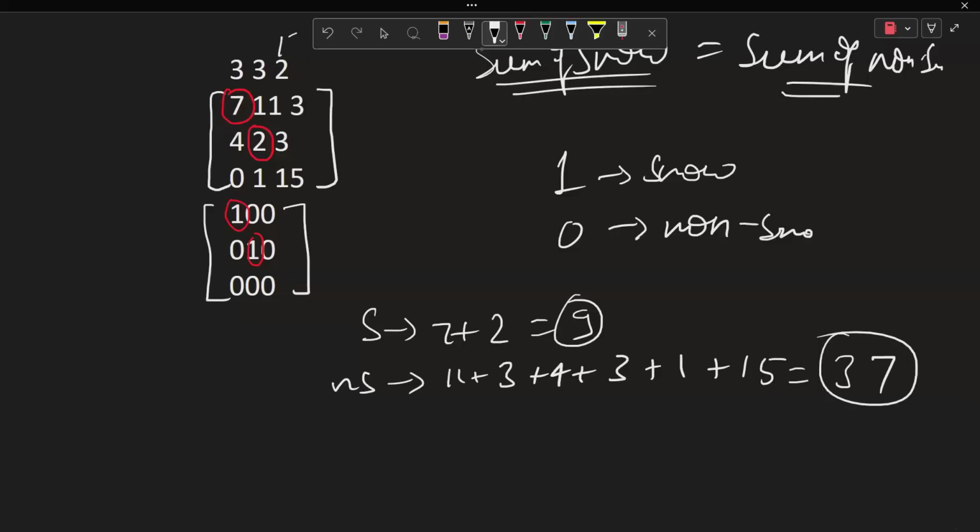It's given a value k. So this k is 2 here. So what you can do, you can select a 2 cross 2 matrix. Let's say you selected this 2 cross 2 matrix.